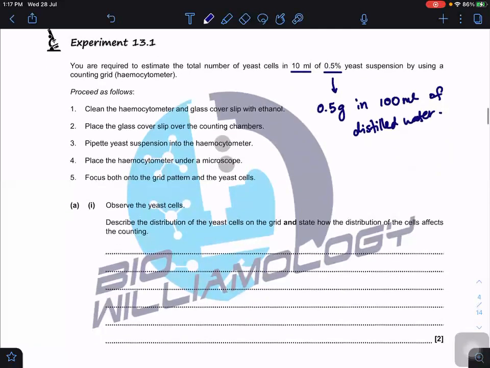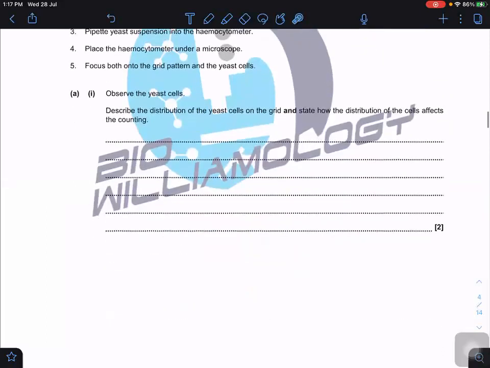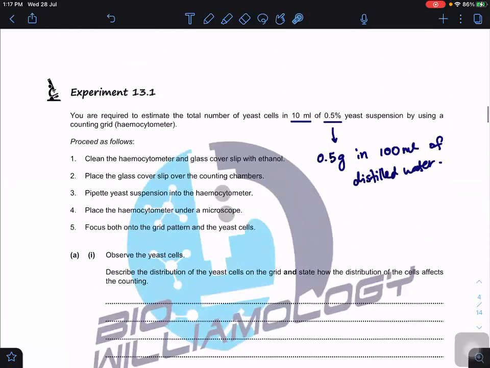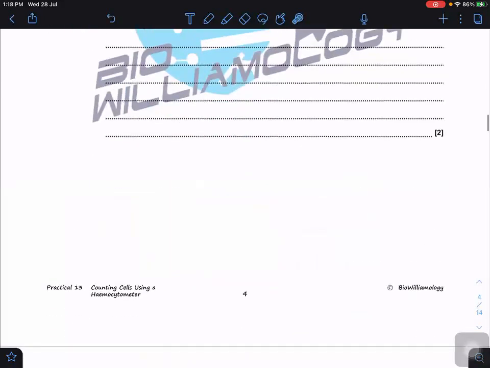Again, first we clean the hemocytometer and coverslip using ethanol. Then you place a glass coverslip over the counting chamber, pipette the yeast suspension into the hemocytometer, and place it under the microscope. Focus on both the grid pattern and the yeast cells. But the issue here is when you observe yeast cells at 0.5 gram in 100 ml, the number of cells is too much to count. It may cover all the grid, and you may not be able to see the grid at all. Are you clear?